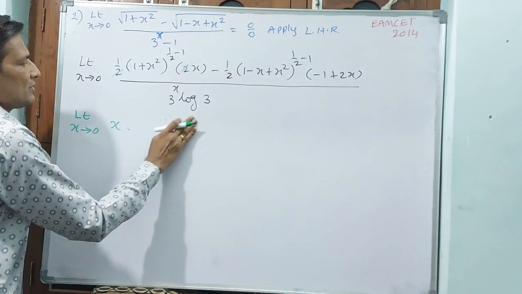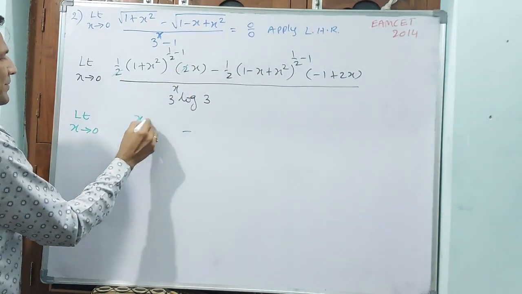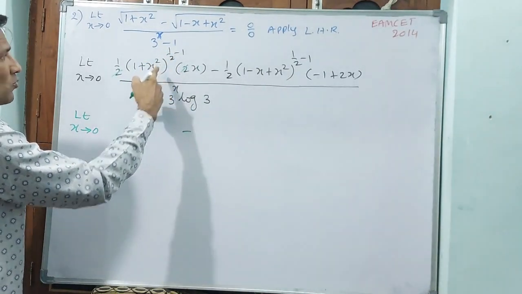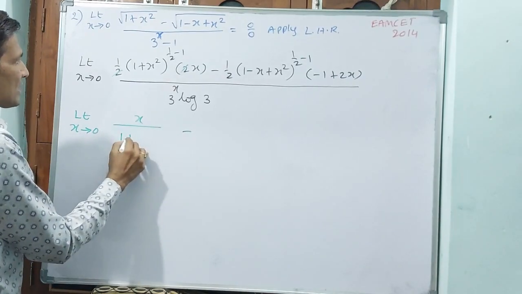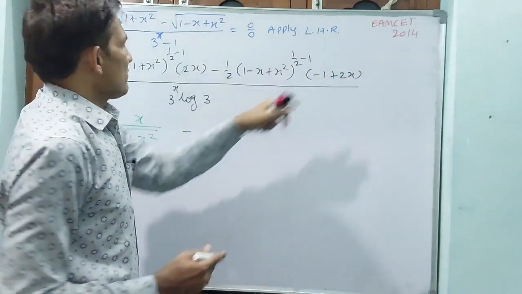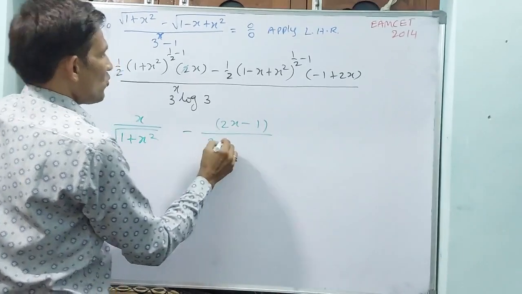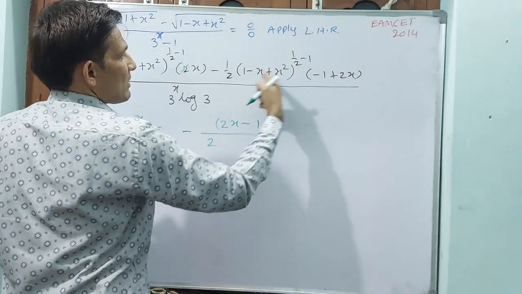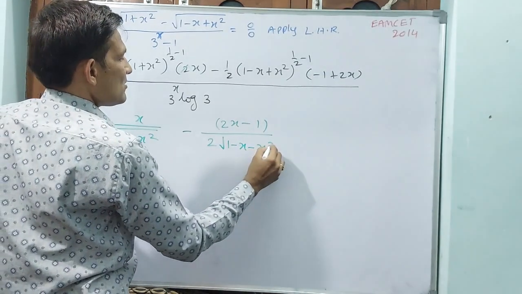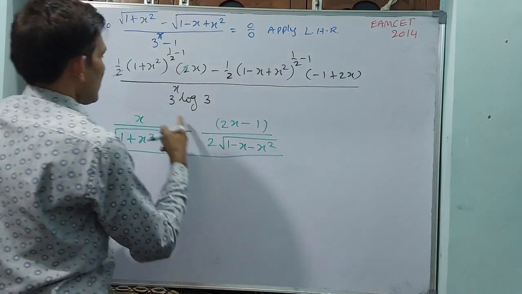Why? Because see, this is going to become like this. You see, x is there. Why? Because 2, 2 got cancelled. Power minus 1 means under root to the denominator. Denominator 1 plus x square under root. This will be like this. Here also you see 2x minus 1 by 2, by 2, 2x minus 1. But this is minus 1 by 2, means divided by under root. All divided by 3 power x log 3.